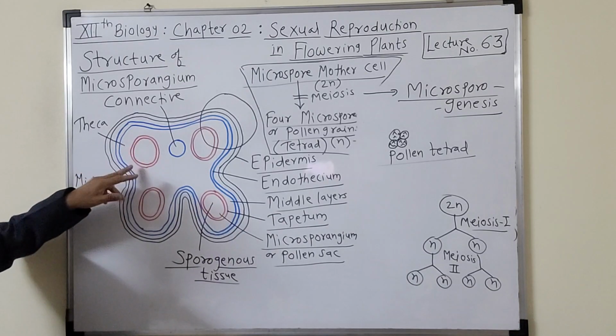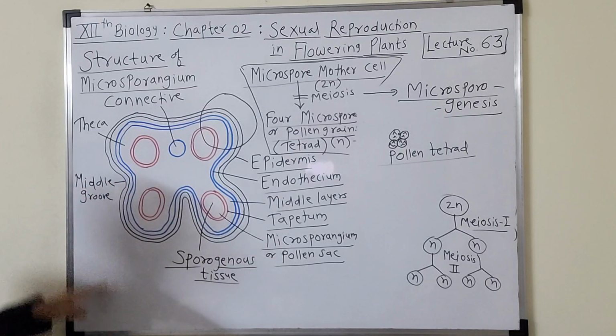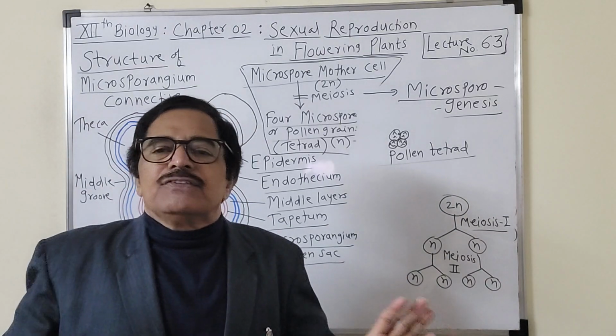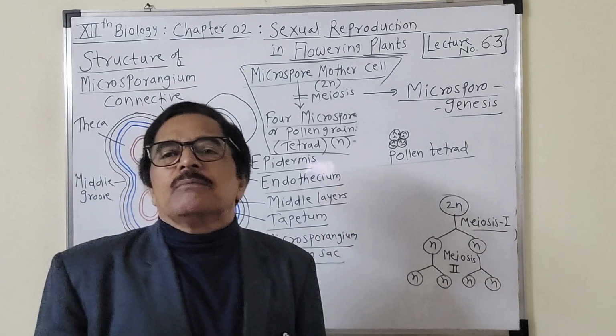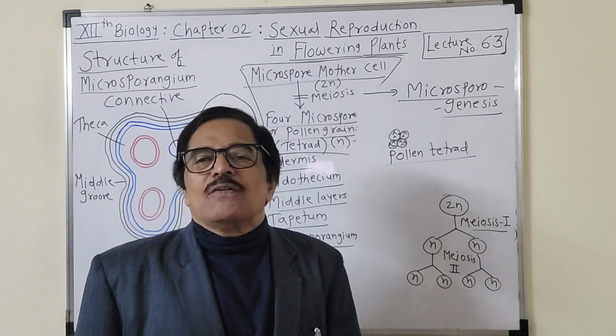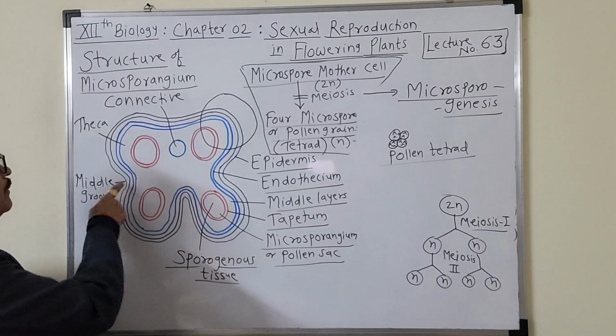Tapetum and all wall layers will also get released there, and all these pollen grains will be thrown out. They will be released. They may be in thousands in number there. And that process is known as what? Dehiscence of sporangium. यहाँ से ही हम बता सकते हैं, यहाँ पे ही ब्रेक हो जाता है मिडल ग्रूव में.